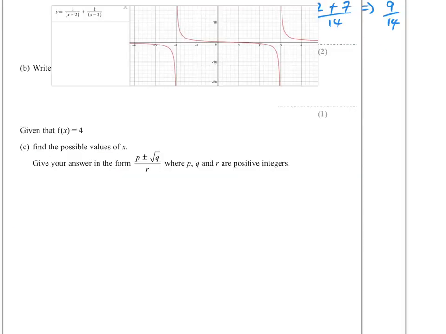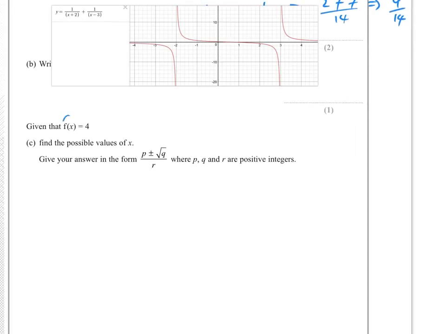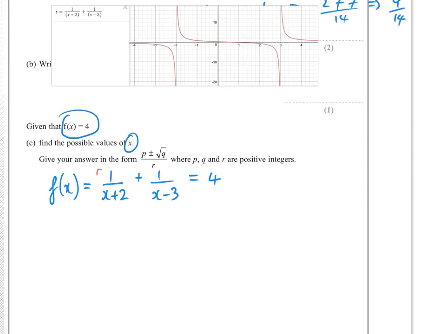Part C. Given that f of x equals 4, well, don't forget, f of x was 1 over x plus 2 plus 1 divided by x minus 3. If it's saying that's 4, we've got to try and find the possible values of x. So we've basically got to solve this equation here.